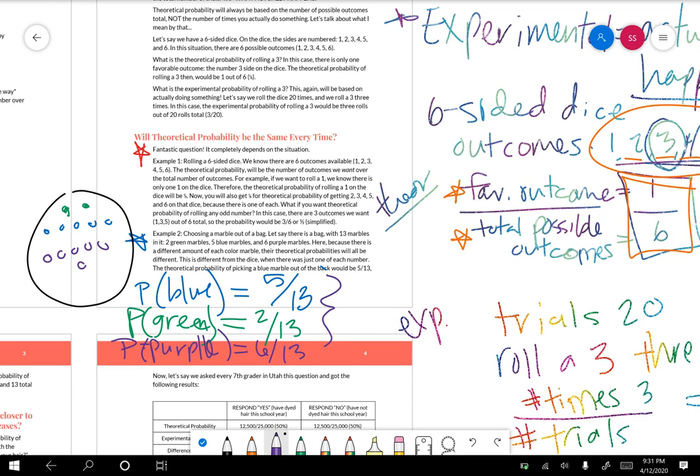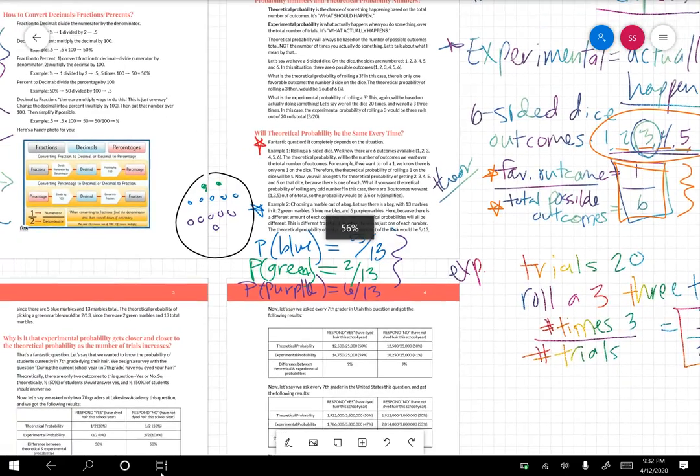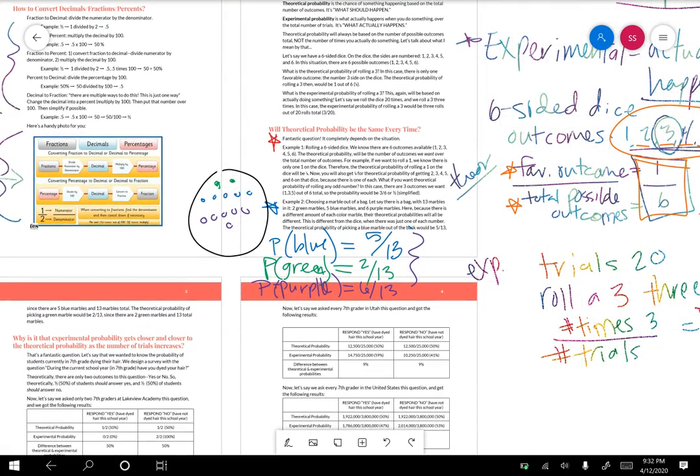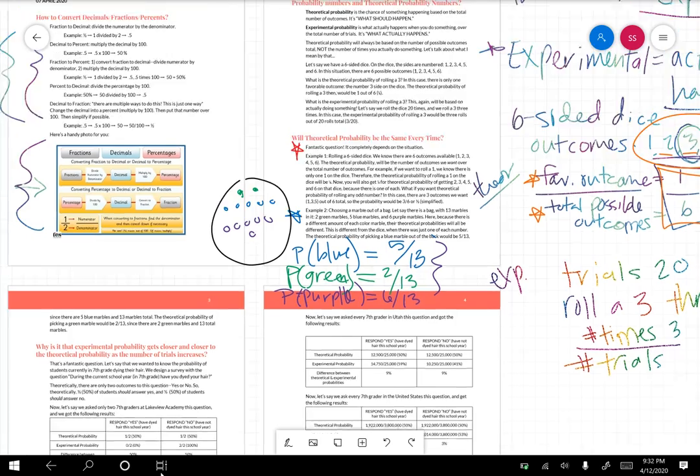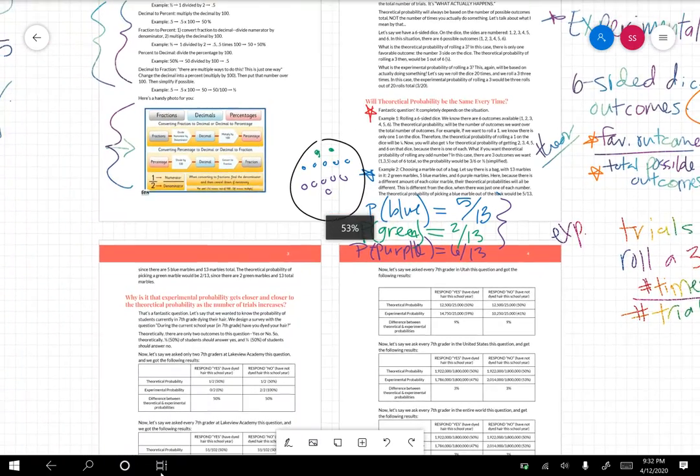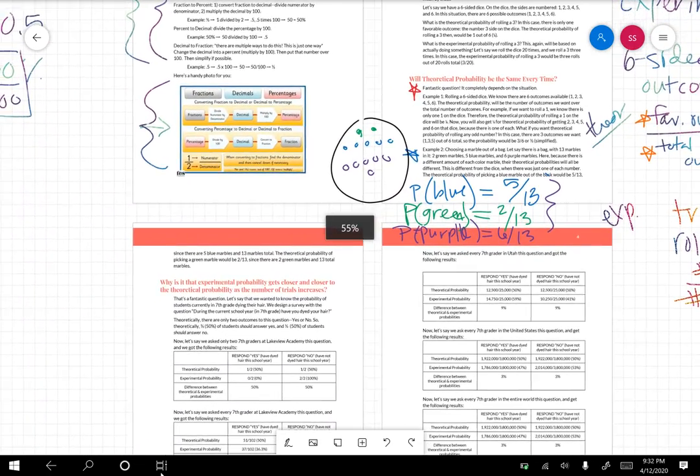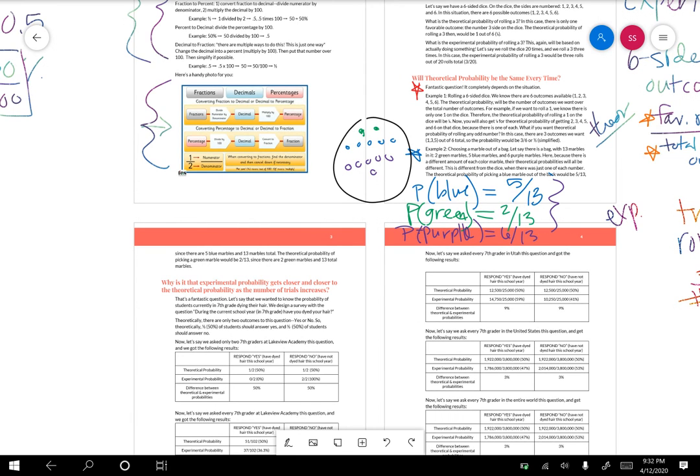So it really just depends on the situation, whether or not your theoretical probabilities will be the same every time, right? On a normal dice, the theoretical probability of rolling each number is going to be the same. But if the number of different events or objects or numbers of something is different, then your theoretical probability will be different every time. Okay.